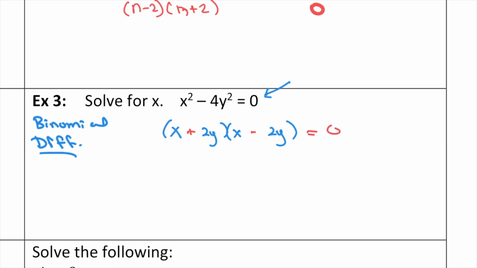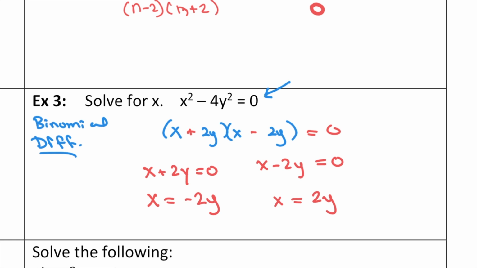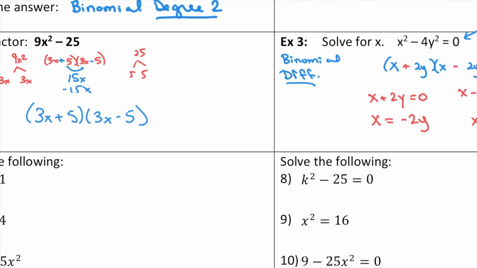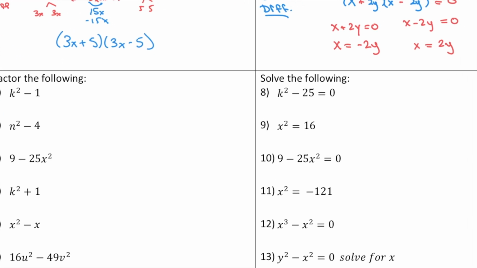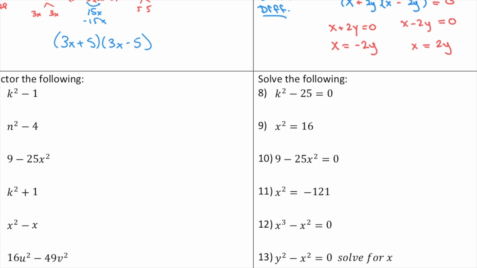Now, since this is a solving problem, we take x plus 2y equals 0 and x minus 2y equals 0, and we solve: x is negative 2y, x is positive 2y. You have your two solutions for this difference of squares. All right, now you have some problems to try. Come back in a few minutes and check through a few of the answers.